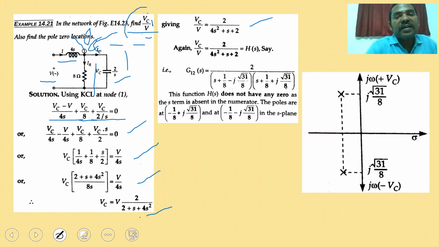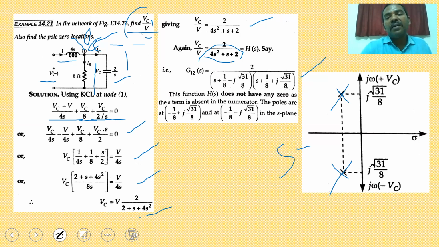So it is a second order equation. We have to go for the partial fractions. After going for the partial fractions, the value will be 2 divided by S plus 1 by 8 minus j times root of 31 by 8, into S plus 1 by 8 plus j times root of 31 by 8. So complex conjugates are there. Poles are represented by cross symbol. So this is your S plot for the given transfer function.